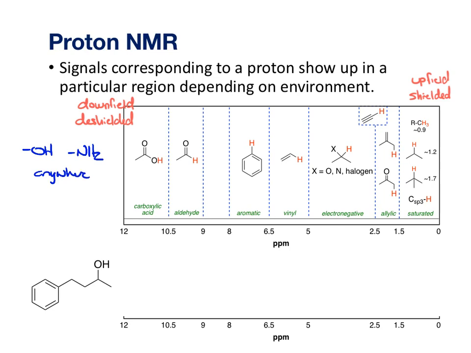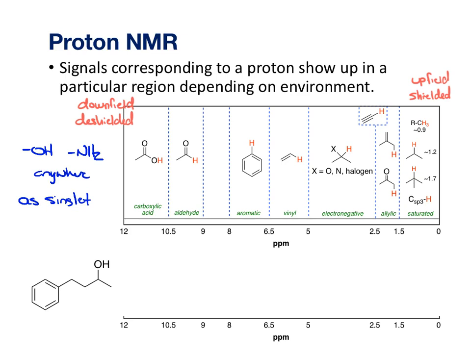And they usually show up as a singlet. Typically, alcohols and amines don't split. So if we want to apply this to our example down here and figure out where these signals go, we need to figure out the different protons involved.